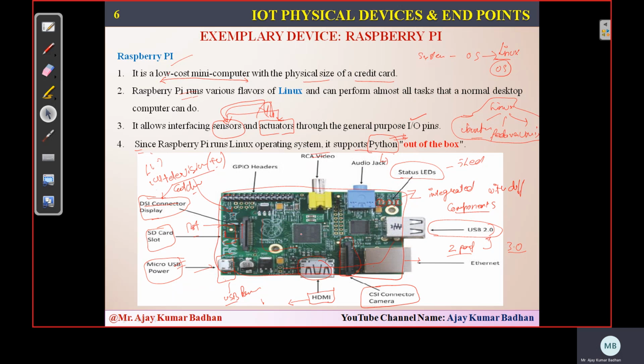Then we have something called pins, and these pins are most important here. GPIO is nothing but General Purpose Input Output. We have a set of pins here. We'll discuss them elaborately in the coming session. So these are most important.